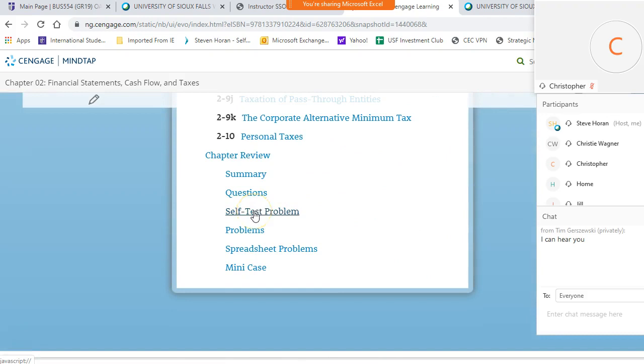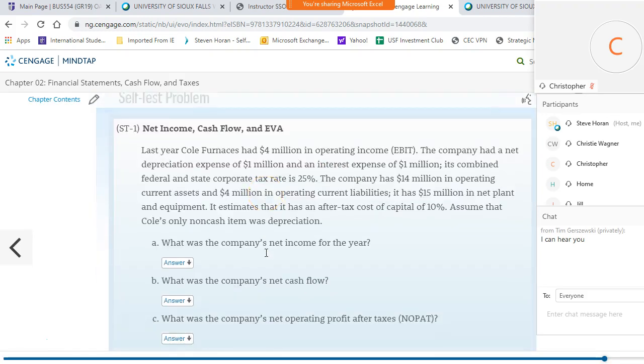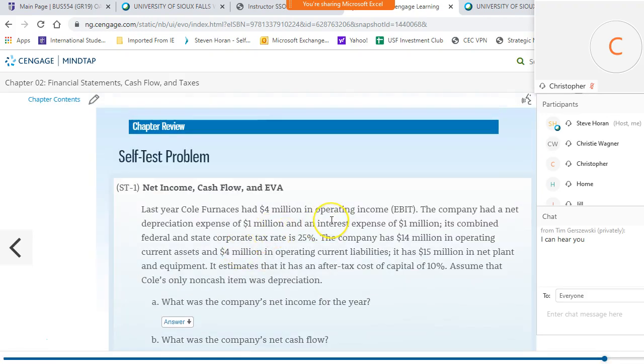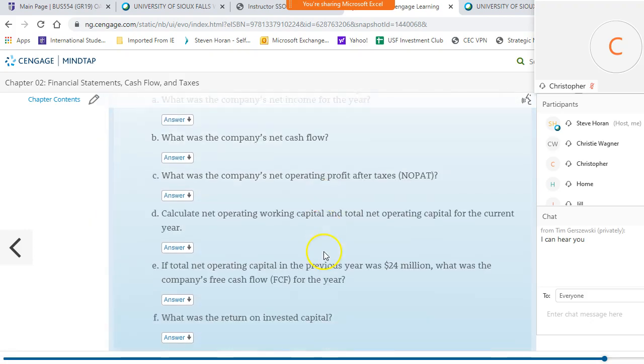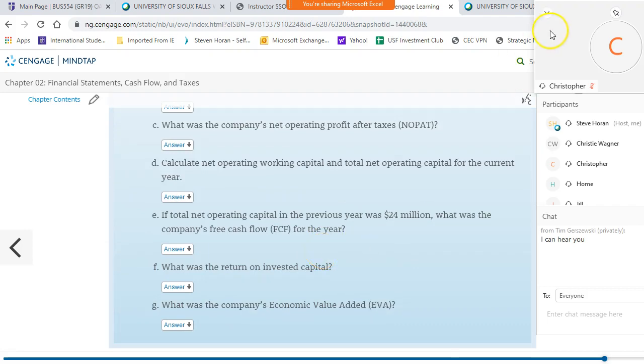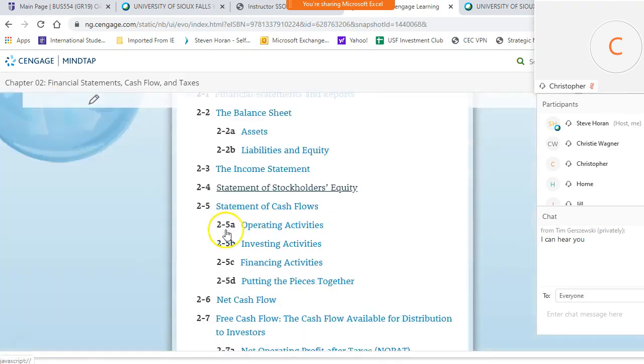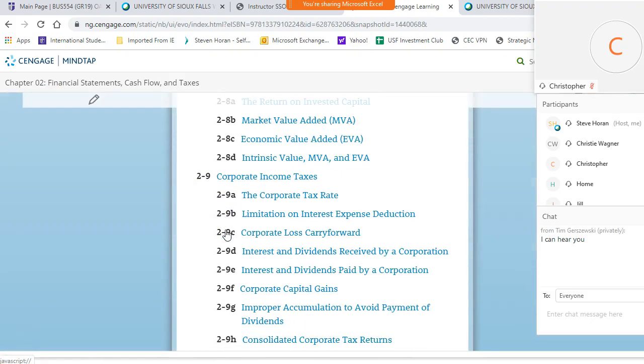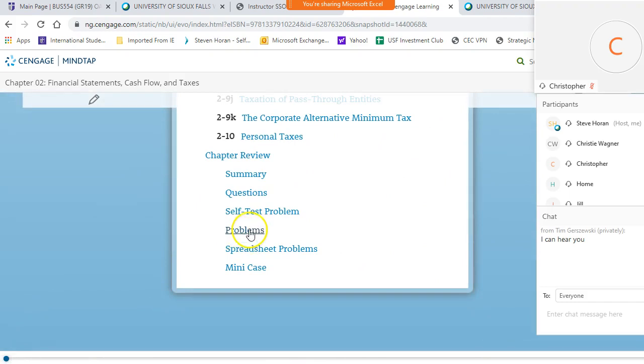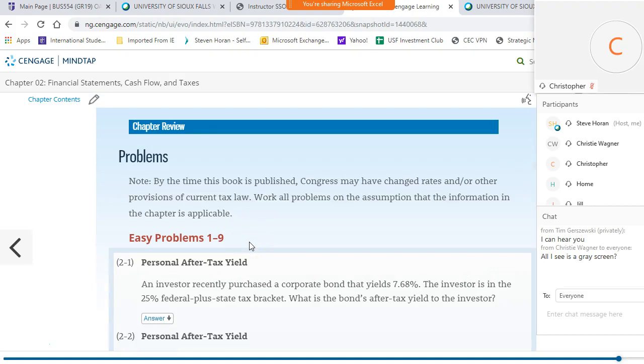The self-test problems that are here are nice because it's just a little assignment that you can work on your own if you want to, and it gives you the answer right here. You might find that interesting, you might not, but if you want to take a look at those, you certainly can. What I'm going to go over with you guys, and this is how I'll do most of these WebEx meetings, is work some problems together. So I just went to the problems from the back of the chapter, and I will go through several with you. Oh, can anybody see my screen?